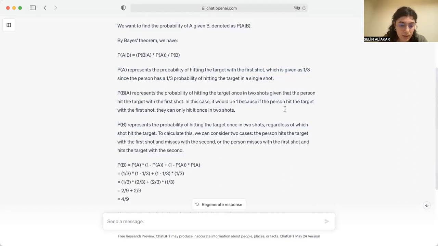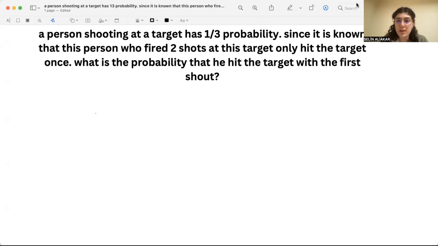I will solve it. Now I will share a different screen here. Yes, this is the question, and now I will write my answer here. This is drawing.